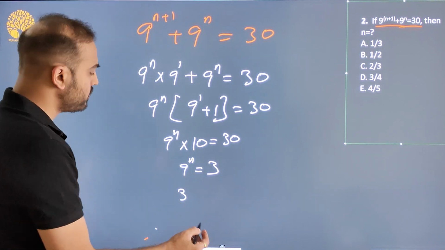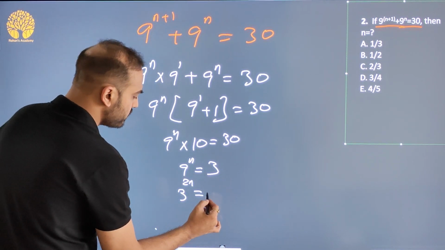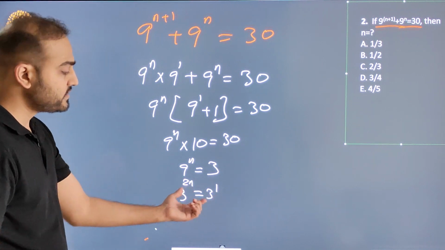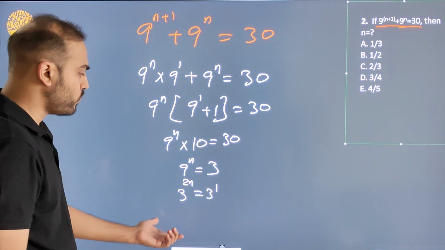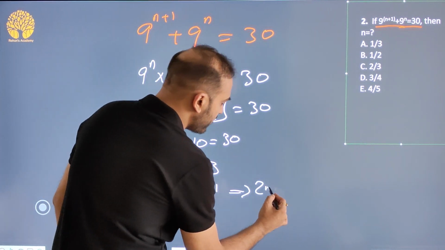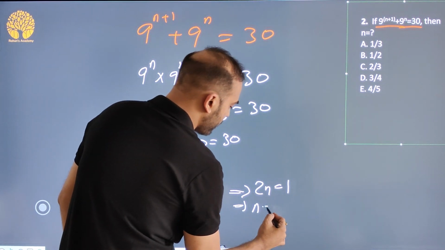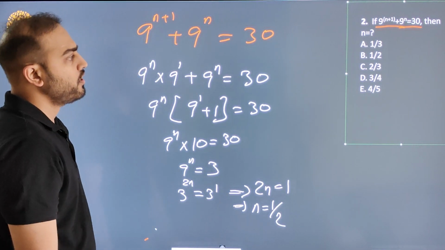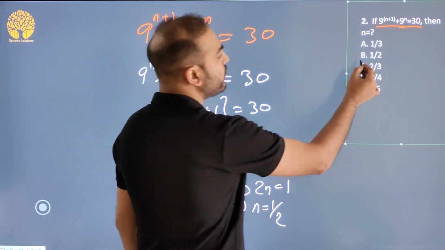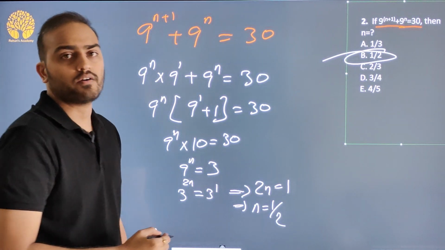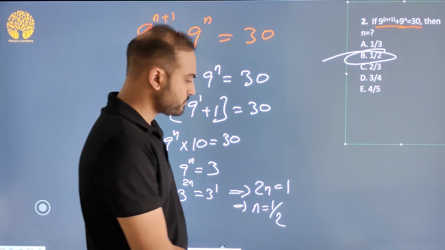Make the bases same. So 3 power 2n is 3 power 1. Since the base is not minus 1, 0 or 1, I can write 2n as 1 or n as half. And that is what we want. We want n. n is half.